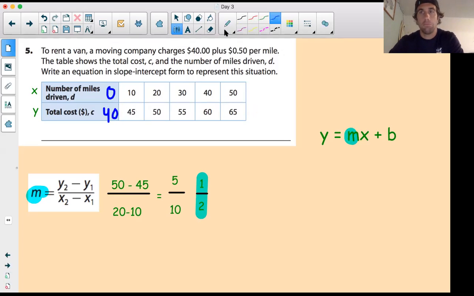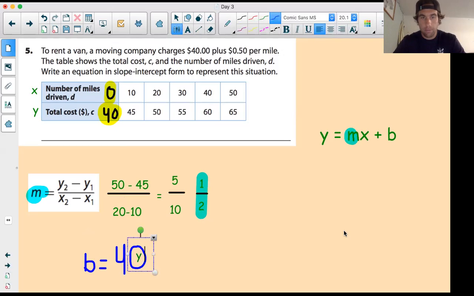Guys, do I have now x to be 0? And when x is 0, guess what y is? 40. And what do we know from the page before I just taught you? Where x is 0, my b is the y-intercept. My b is wherever x is 0. So if x is 0 here, what's the corresponding y? 40, and that's your b. So now when you write your final answer, it's going to be y equals, replace m with 1/2, x plus 40.